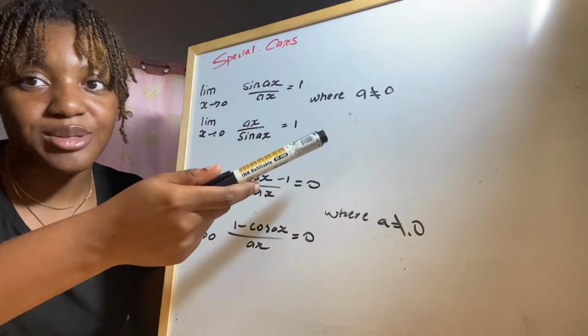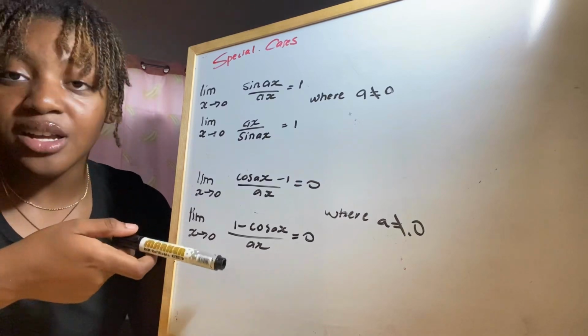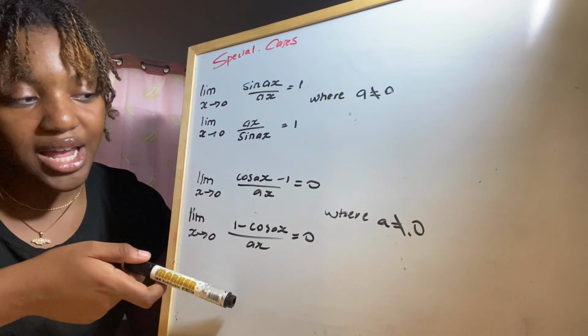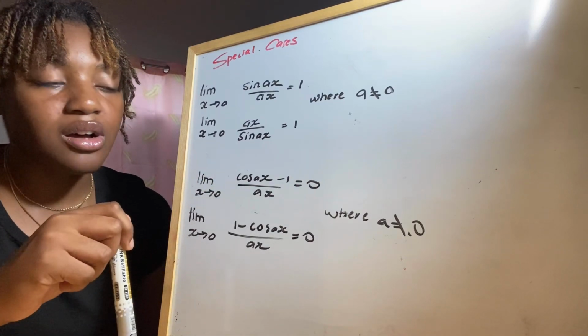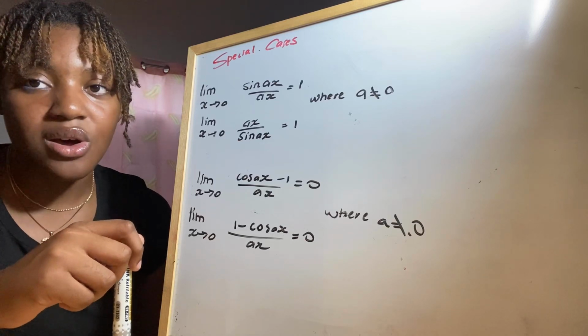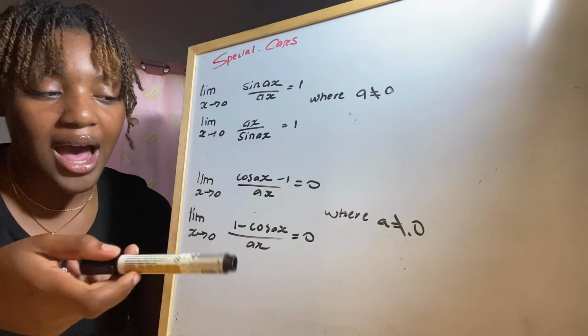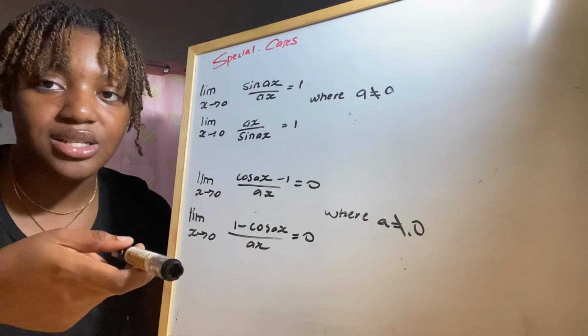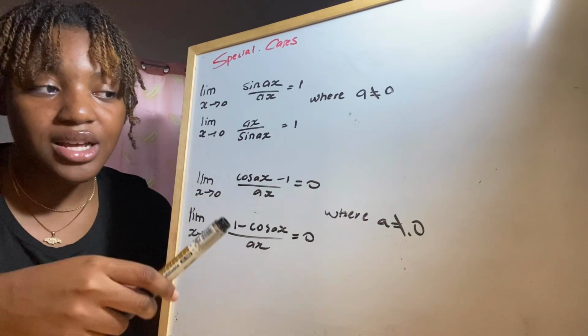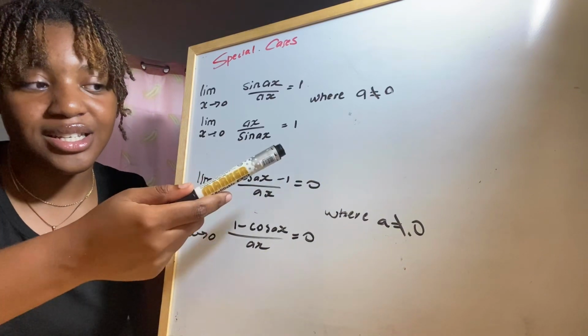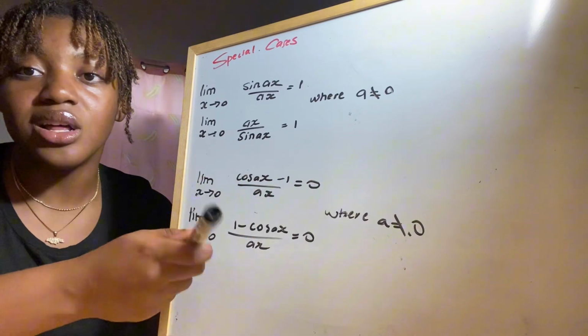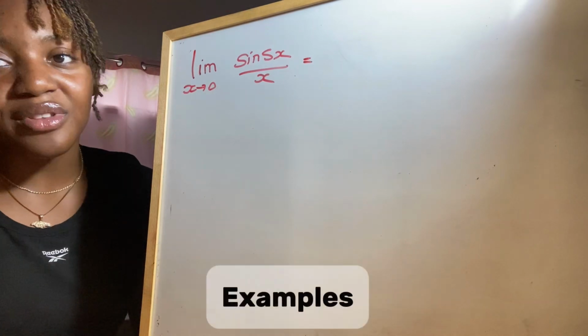So this is the special case, and this is the other special case involving cosine. We have the limit of cos ax minus 1 over ax as x approaches 0 is equal to 0, and 1 minus cos ax over ax as x approaches 0 is equal to 0. And just like before, this is where a is not equal to 0. So here's an example that we're going to do.